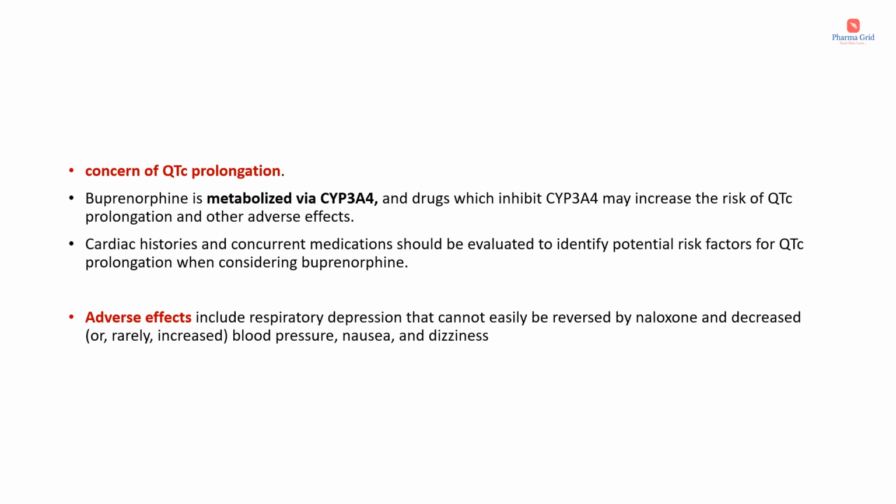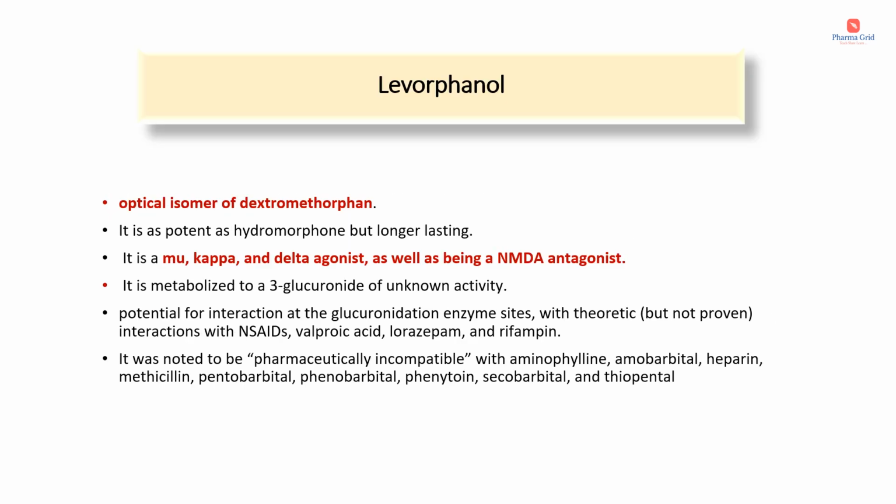Concern of QTc prolongation. Buprenorphine is metabolized via CYP3A4 and drugs which inhibit CYP3A4 may increase the risk of QTc prolongation and other adverse effects. Cardiac histories and concurrent medications should be evaluated to identify potential risk factors for QTc prolongation when considering buprenorphine. Then adverse effects include respiratory depression that cannot easily be reversed by naloxone and decreased or rarely increased blood pressure, nausea and dizziness. Next drug is levorphanol.